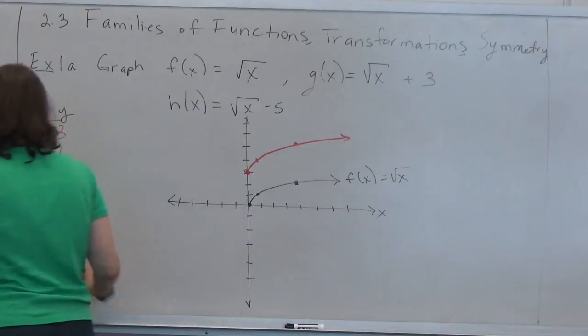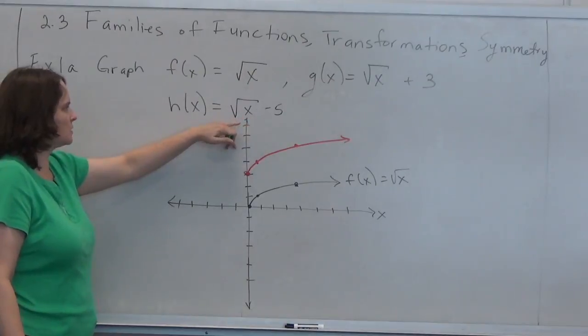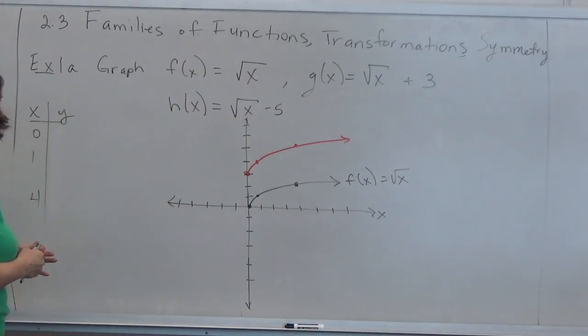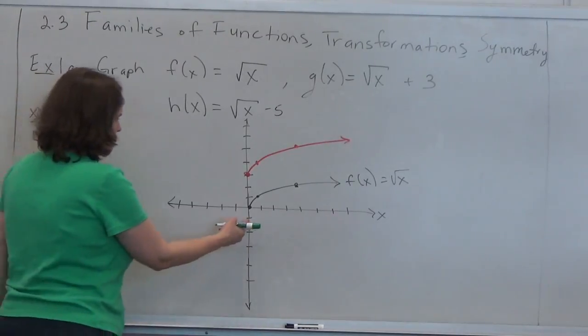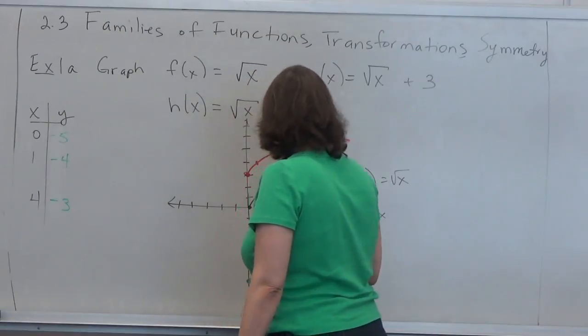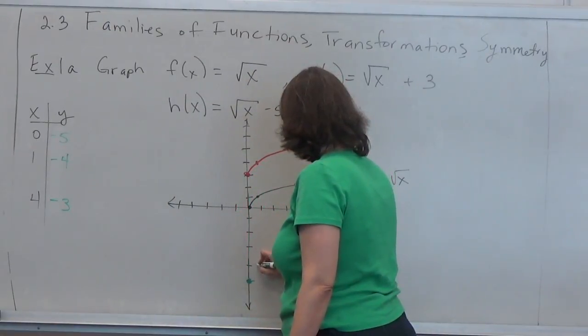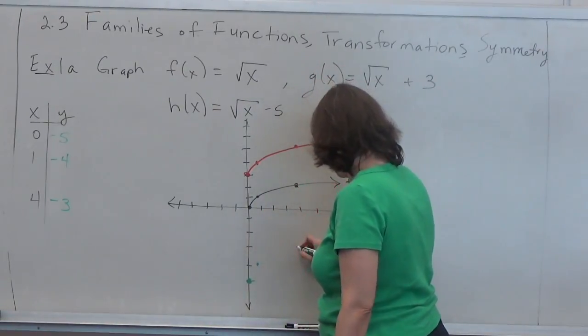So let's go back to our t-table. We'll do the same x values. If you put in 0 for x and h of x equals square root x minus 5, you're going to get a negative 5 for y. If you put in 1, you're going to get negative 4. And if you put in 4, square root of 4 is 2 minus 5, you're going to get negative 3. So let's find these points. 0, negative 5 is here. Ordered pair 1, negative 4 is here. And ordered pair 4, negative 3 is about right here.